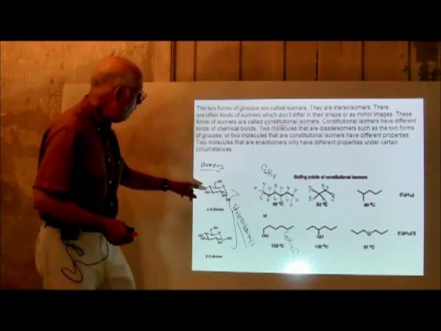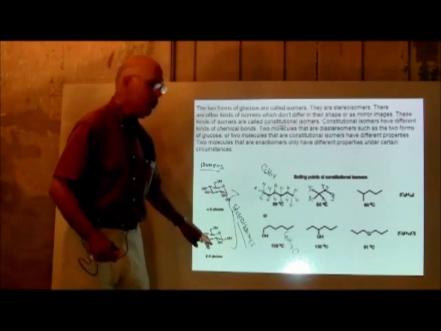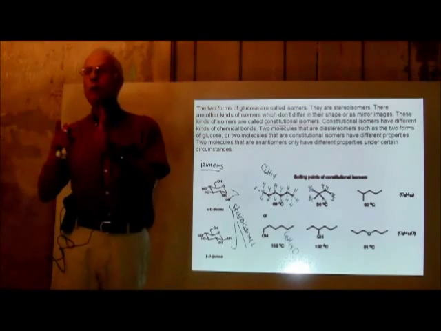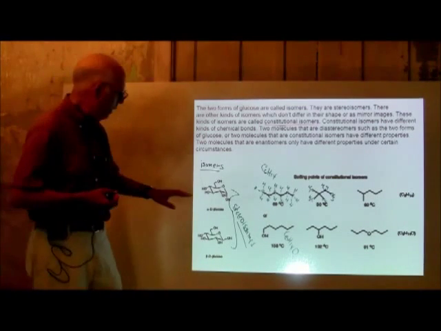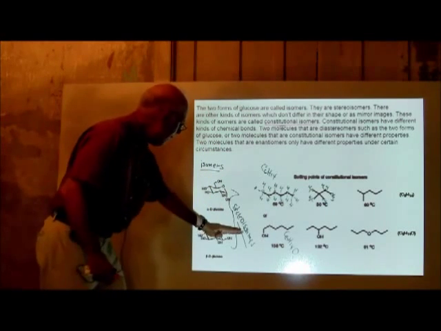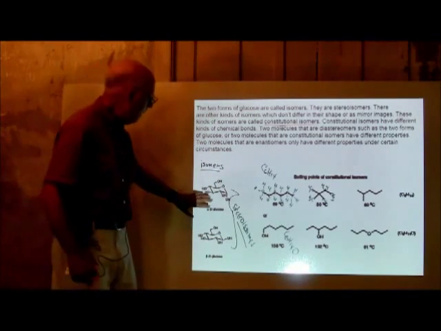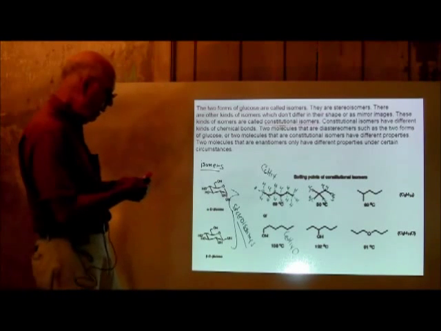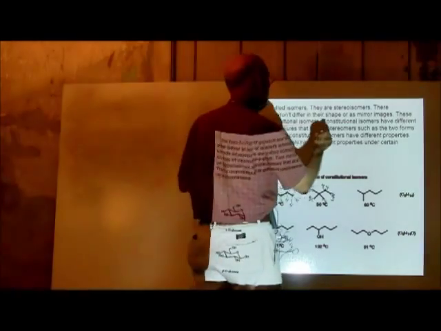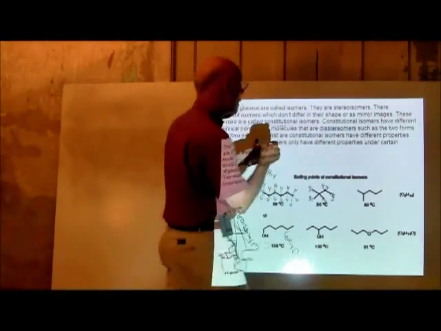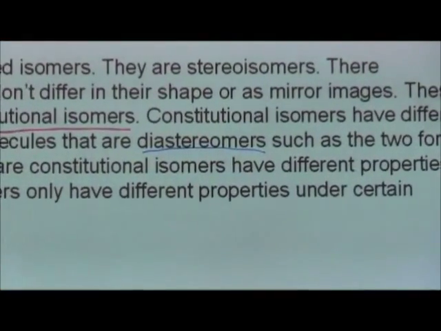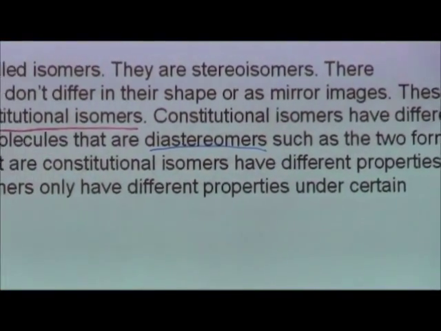Now, if you have two molecules that are stereoisomers which differ in their shape, in other words, they don't differ because of a mirror image relationship, which we're about to get to momentarily, but differ in their shape, as alpha glucose and beta glucose clearly differ in their shape, then they are called diastereomers. And here's the word. Two molecules that are diastereomers, such as the two forms of glucose right here, or two molecules that are constitutional isomers have different properties.